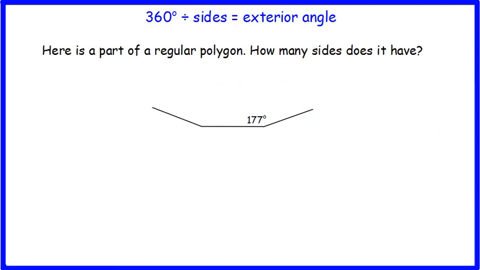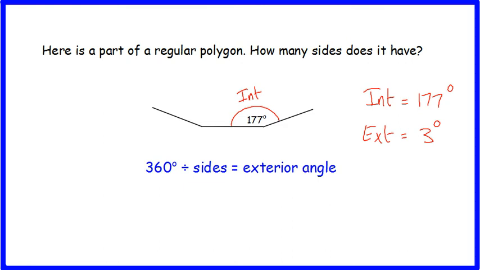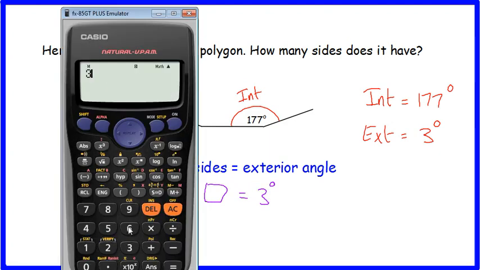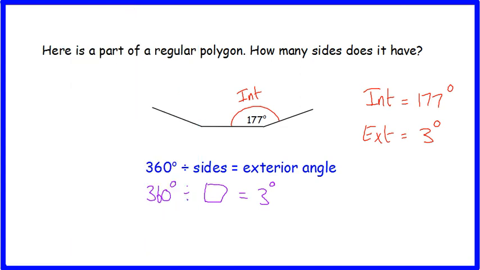Here is a part of a regular polygon. How many sides does it have? So this time the diagram tells me that this is interior. So if my interior is 177 degrees, makes my exterior just 3 degrees. So if I just type that in underneath my rule, so 360 divided by 3, you don't need the calc to tell you that's 120 sides.